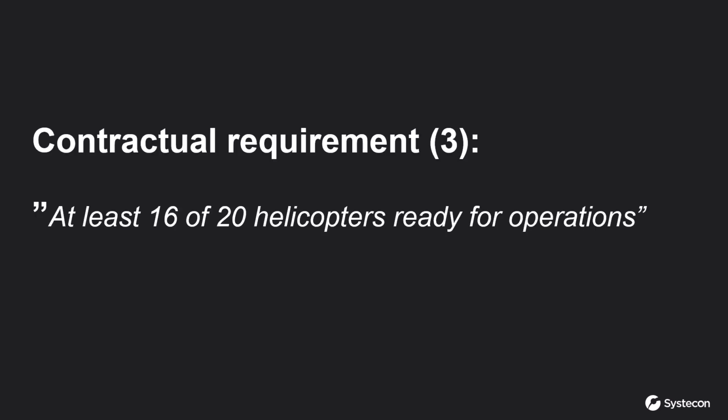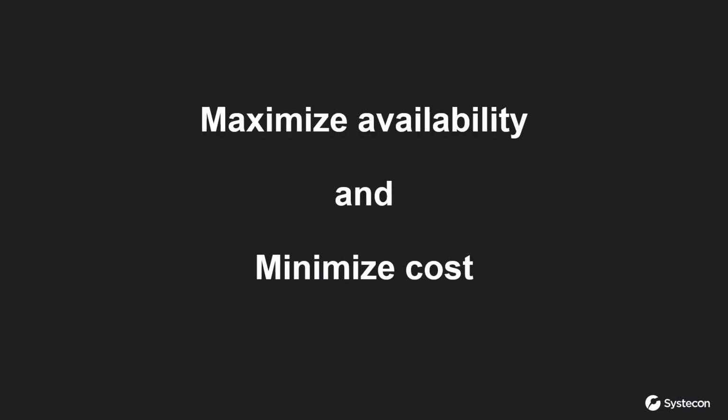Looking at an operational effectiveness KPI like availability, our contractual requirement could look something like this. We need an average of at least 16 out of 20 helicopters ready for operations. In other words, having an availability of 80% or more. Again, we keep the system approach because that seemed like a good idea, right? But now we go for maximizing the availability and minimizing the cost.